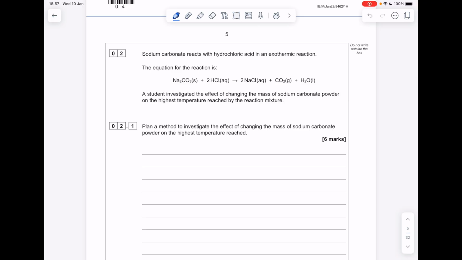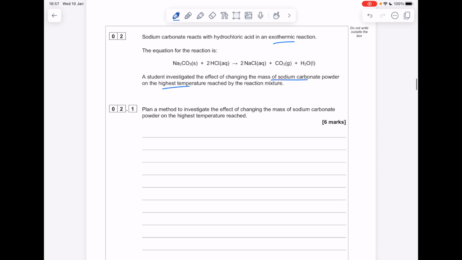Sodium carbonate reacts with hydrochloric acid in an exothermic reaction. Here's an equation. A student investigated the effect of changing the mass of sodium carbonate powder on the highest temperature reached by the reaction mixture. So that's what we're measuring. Plan a method to investigate the effect of changing the mass of sodium carbonate powder on the highest temperature reached.